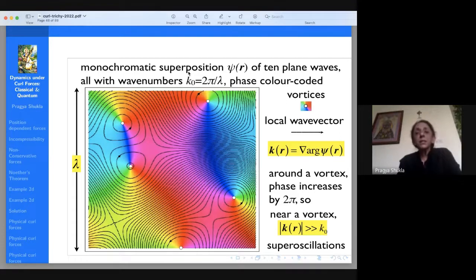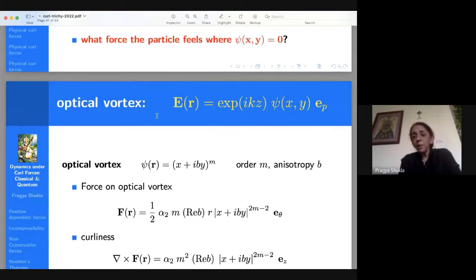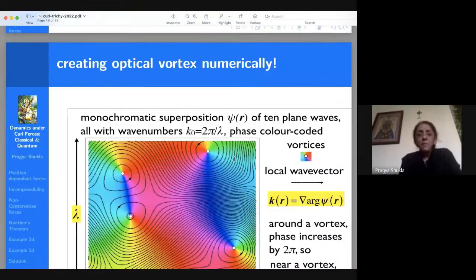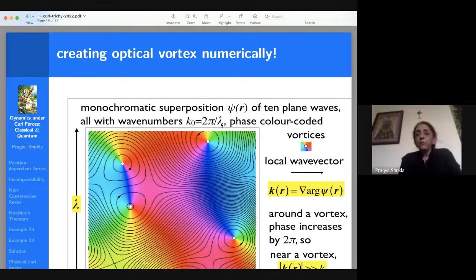But basically, it is just the monochromatic superposition psi(r) of 10 plane waves, 10 plane waves of this type, which I showed you. All with the same wave number.